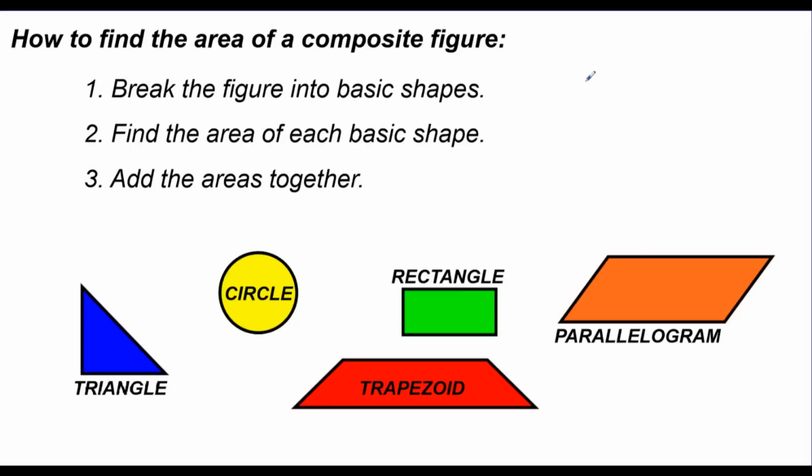To find the area of a composite figure, what we need to do is break the figure into basic shapes. Now, there's not just one right way to do this. There are some figures where there are multiple ways to break the figure down into basic shapes. So really, it's up to your imagination how you can break it apart. Just be careful with figuring out the measurements after you've broken it apart. And then we're going to find the area of each basic shape, and then add all the areas together. So we want to break down our composite shapes into triangles, circles, parallelograms, rectangles, trapezoids, and so on.